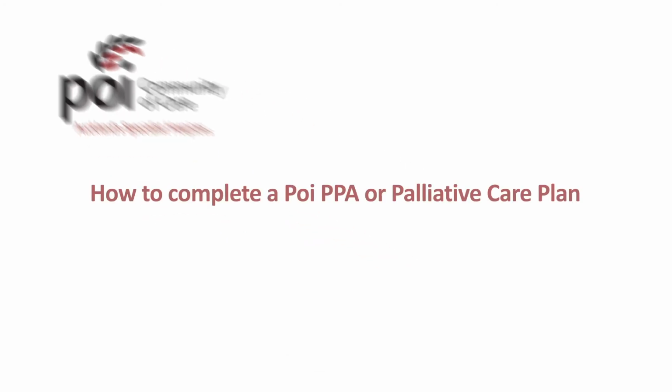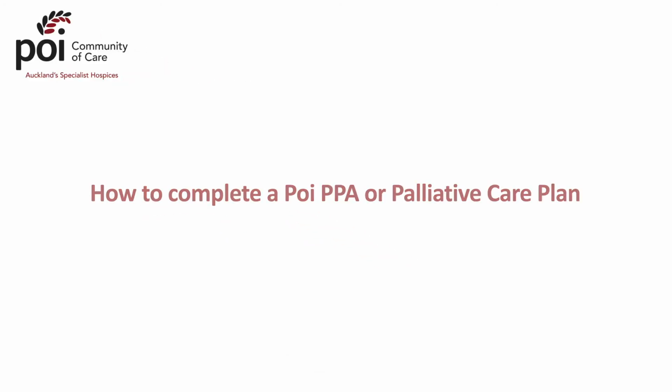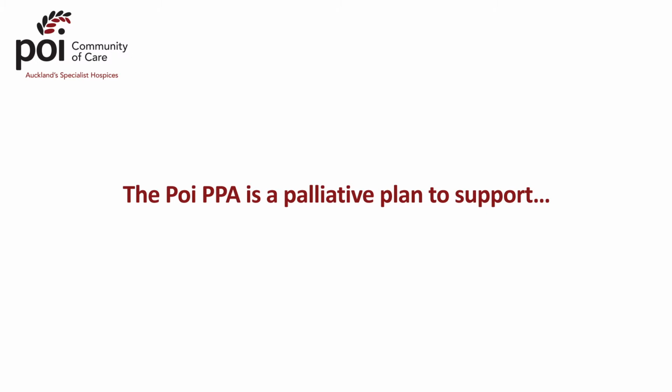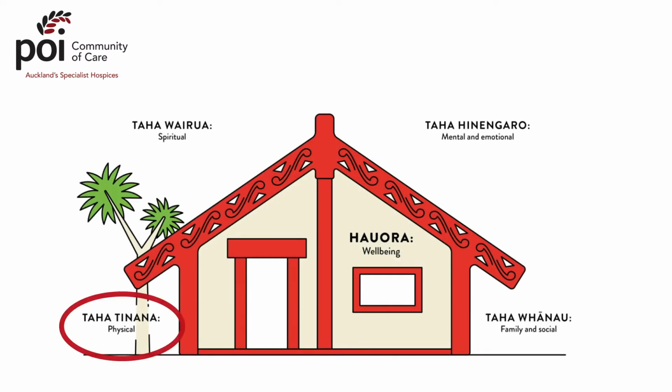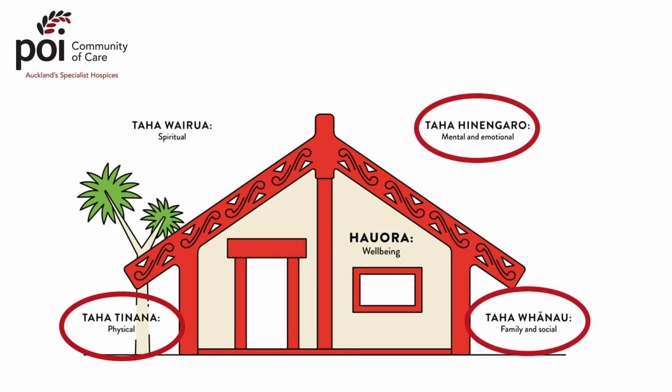How to complete a palliative plan or Poi PPA. The Poi PPA is a palliative plan to support the physical, taha tinana, psychological, taha hinengaro, social, taha whānau, and spiritual, taha wairua, well-being of the client and their whānau as their health changes.